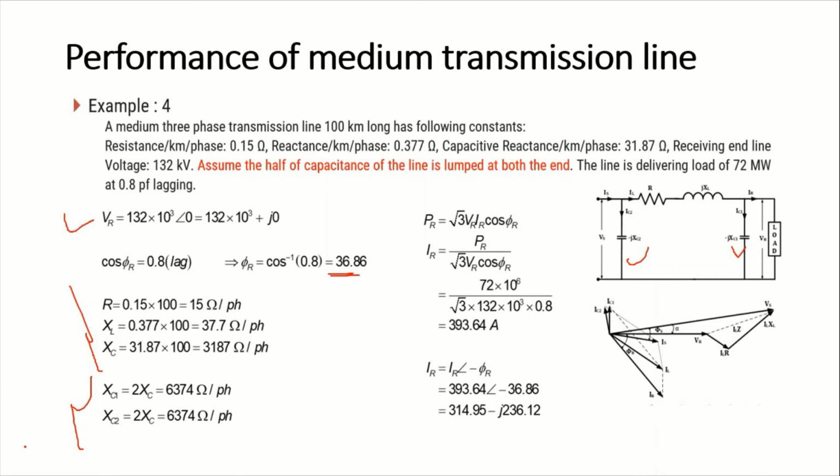So IR can be written as IR angle minus phi R, with magnitude 393.64 and angle minus 36.86. This is in polar form, but we have to write it in rectangular form, and it can be converted using a calculator. We get the value 314.95 minus J236.12.